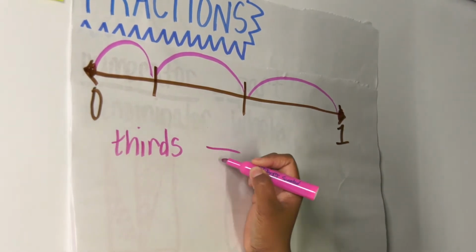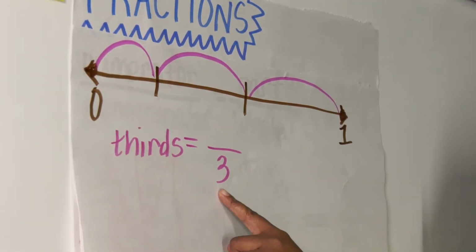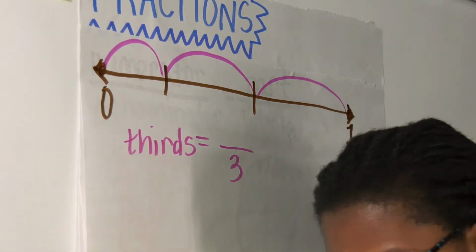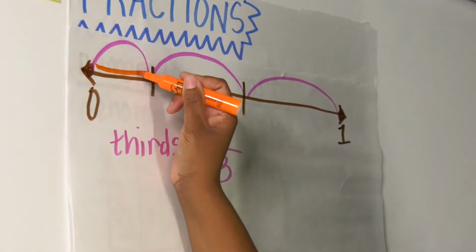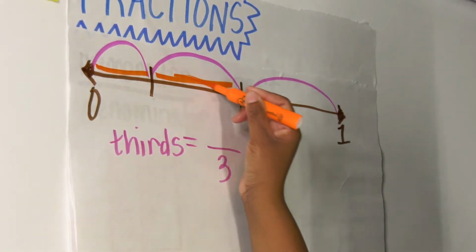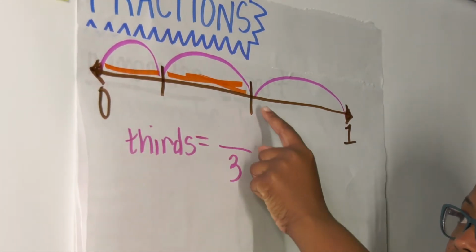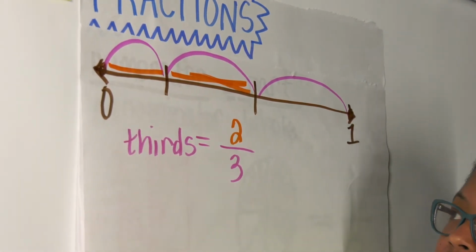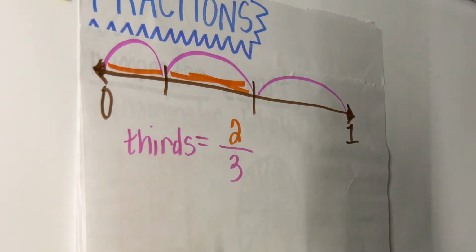If it's in thirds, your 3 is your denominator, which is at the bottom, okay? Now let's say in this number line, you saw 2 pieces shaded. So this would be represented as 2 thirds. All right, so let's move on. Next number line.